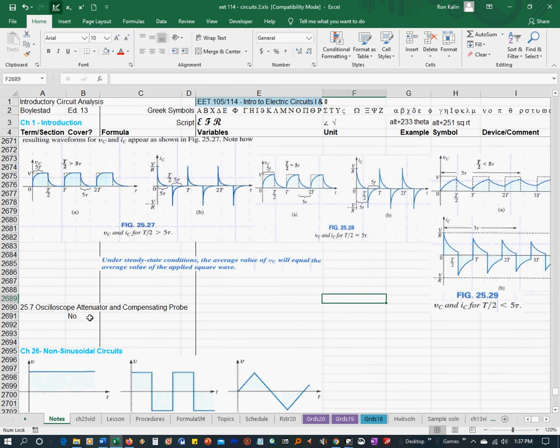And we are not going to cover oscilloscope attenuator and compensating probe. And that's it for chapter 25.